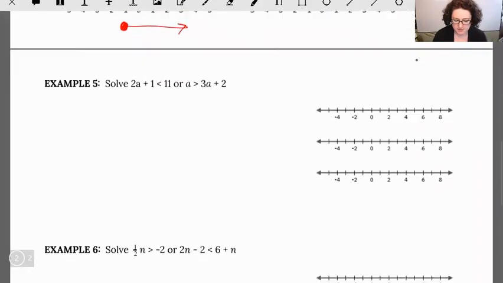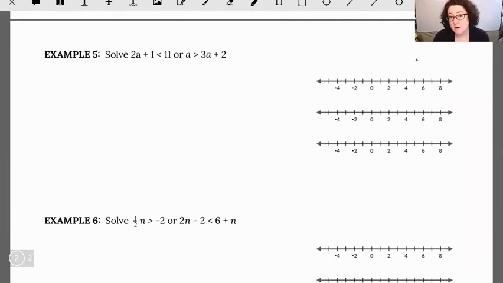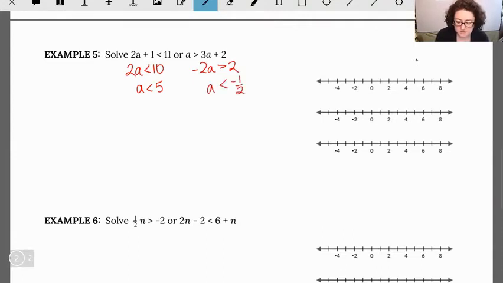Okay, example number 5. So again, I want to get each variable by itself. In my first inequality, I'm going to subtract 1 from both sides, then divide by 2. So A is less than 5. Right-hand side, again, a couple different ways that you could do this. I'm going to go wild and crazy, leave my variable on the left-hand side, and I'm going to subtract 3A from both sides. So that'll give me -2A is greater than 2. And then I just have to be careful. I'm dividing out that -2 to get the A by itself, so I need to make sure that I flip my sign around when I do that. So 2 divided by -2 is just -1.